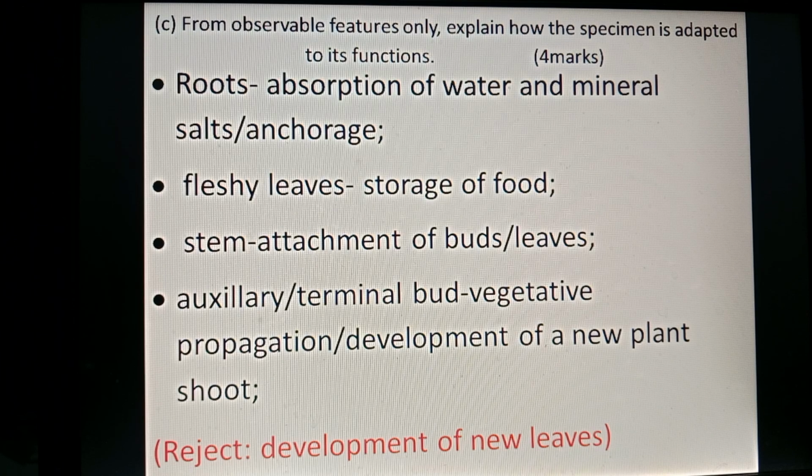From observable features only, explain how the specimen is adapted to its function. Roots, absorption of water and mineral salts or anchorage. Fleshy leaves for storage of food. Stem for attachment of buds or leaves. Axillary or terminal bud for vegetative propagation or development of a new plant or shoot. Reject development of new leaves.